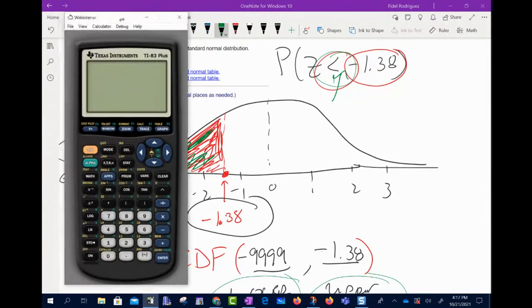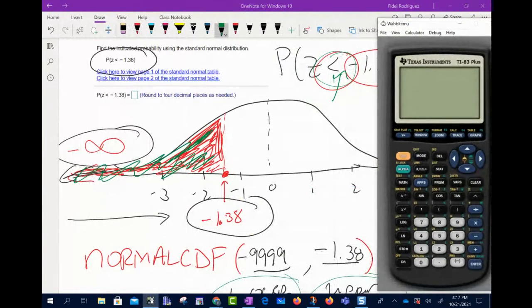So now, look, y'all, I'm going to pull up my calculator again, and I'm going to enter this in exactly like we have it on our paper. We're going to go second, then vars, and then down to our normal CDF right here, and enter our lower limit, -9999, comma, and then the -1.38. Close that off. Hit enter. Oops.